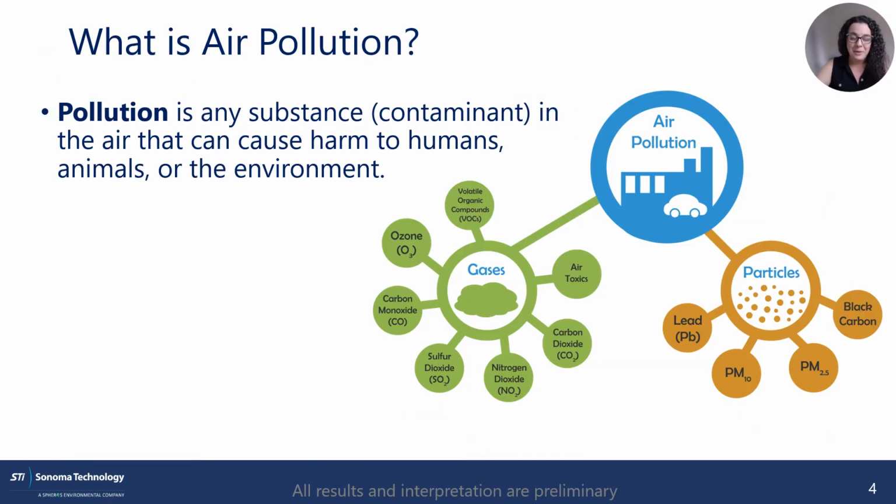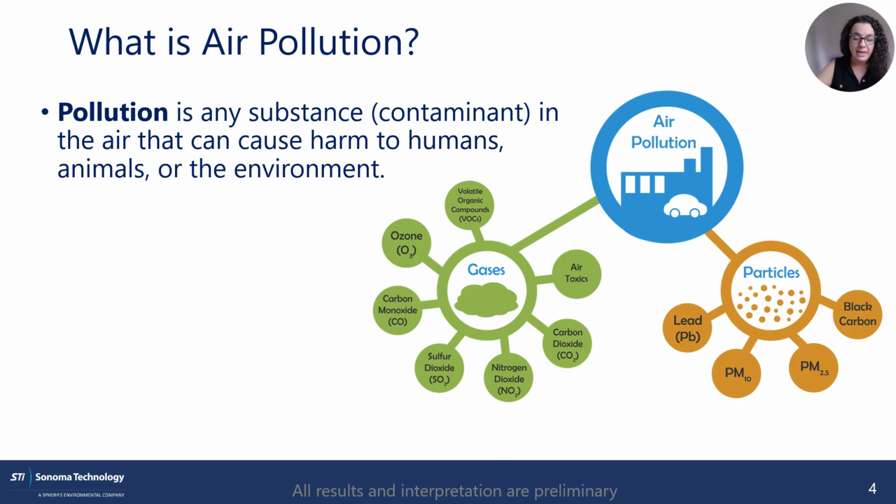So enough about that, let's talk about air quality. We're going to first talk about what is air pollution. Pollution is any substance, or contaminant is another word for it, that's in the air that can cause harm to humans, to animals, or to the environment. Air pollution can be thought of in two buckets. The first bucket is gases, and the second bucket is particles. We're going to talk about both of these in the few slides that we have coming up.